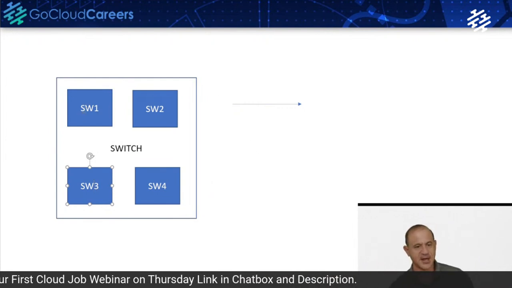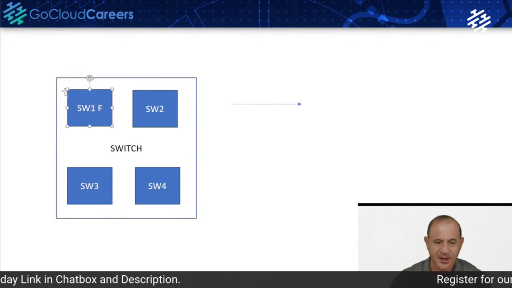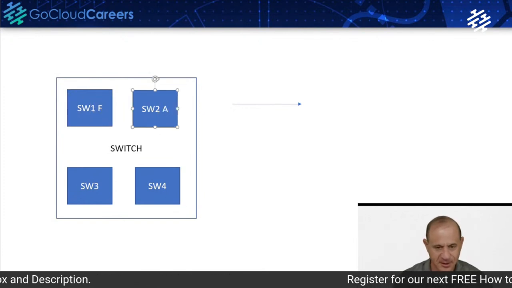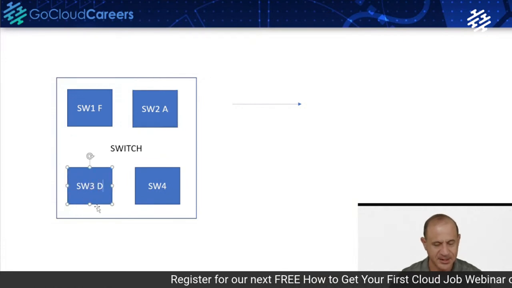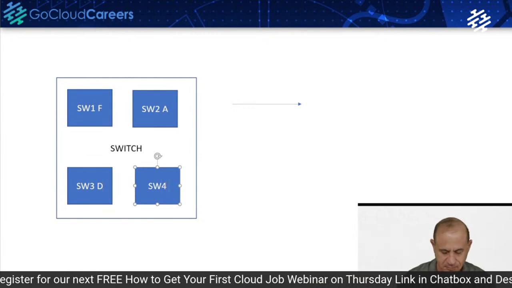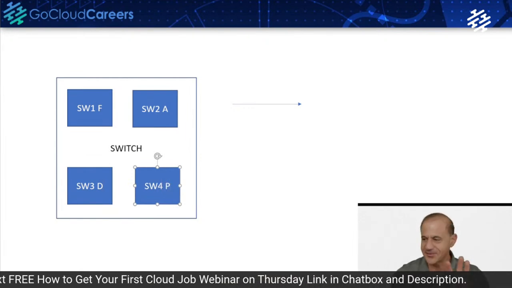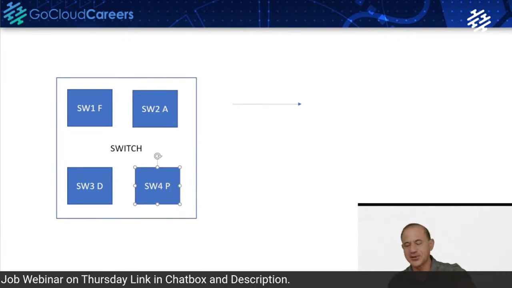Now, let's say over here, switch one, let's say this is finance. And let's say switch two is accounting. And let's say switch three is development. And let's say switch four is production. Now, everything's in one switch. Wait, I need more ports. I ran out of ports on that switch.